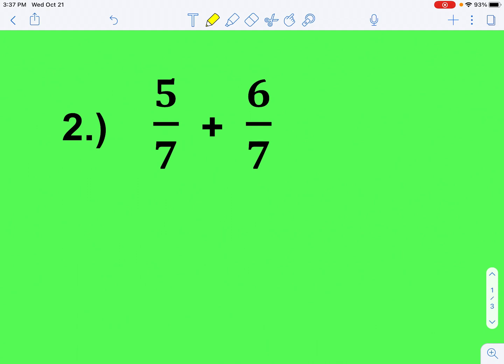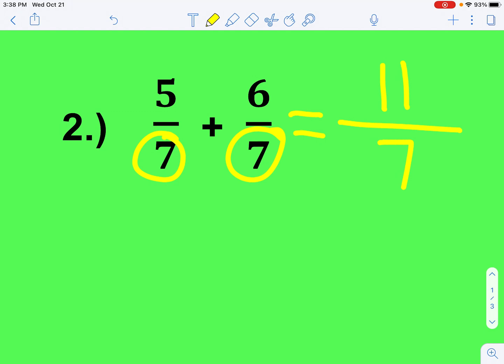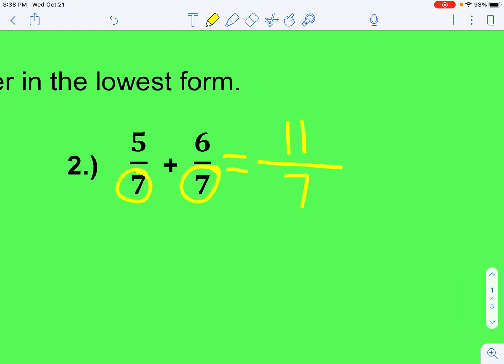Alright, let's look at number 2. I'm noticing I'm taking 5/7 plus 6/7. I know that my denominators are the same, so I just add straight across. 5 plus 6 gives me 11, and 7 is my denominator, and it just stays the same. Now when we think about 11 and 7, can I simplify that at all? I can't. I could make it a mixed number, so it would be 1 and 4 over 7, or I can just leave it as 11 over 7. We know that 11 and 7 are both primes, so they can't simplify any more than that.